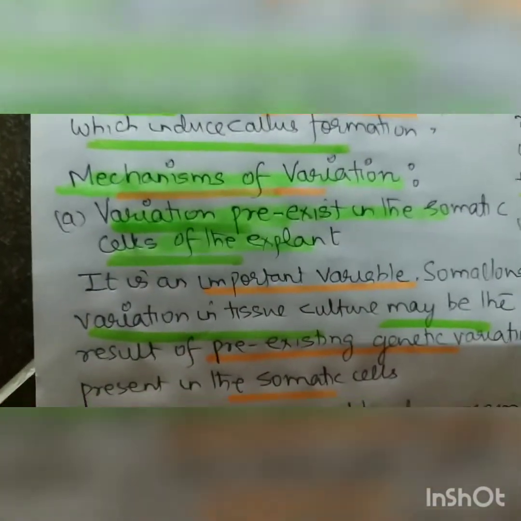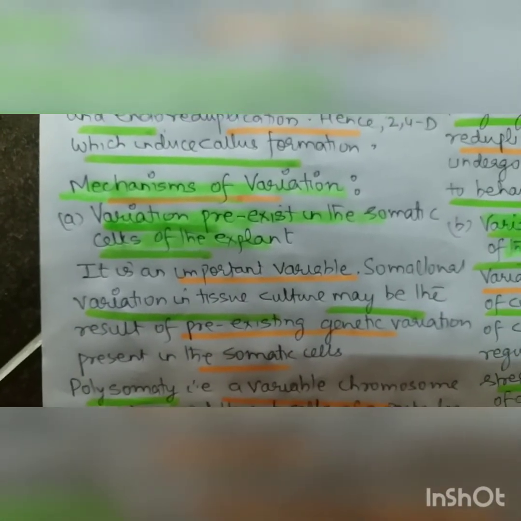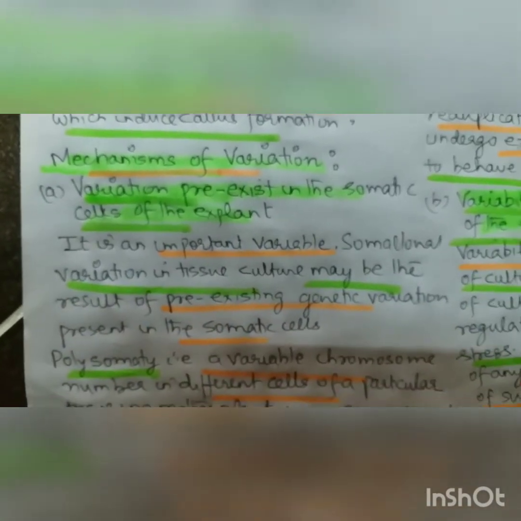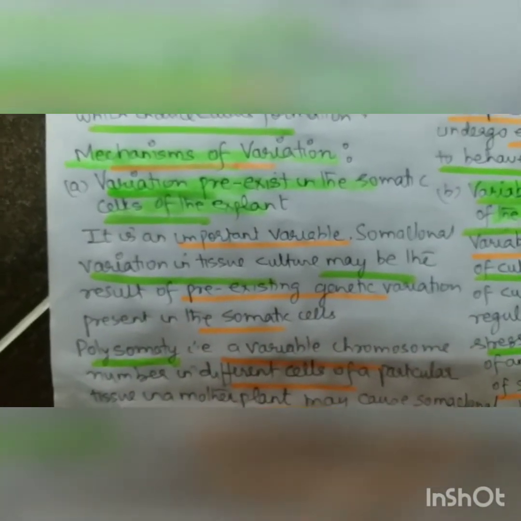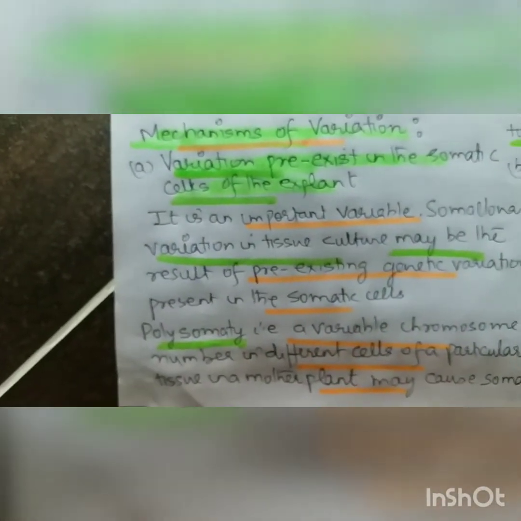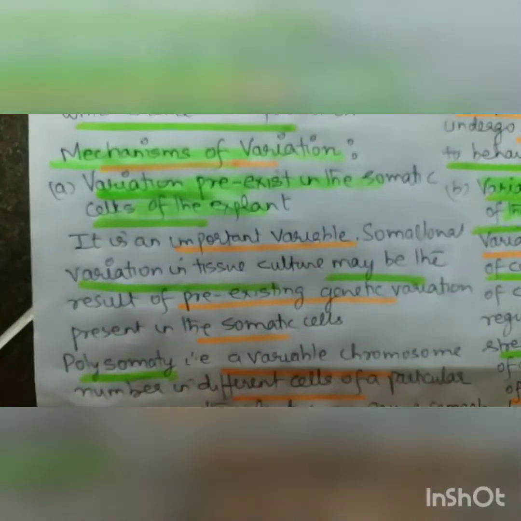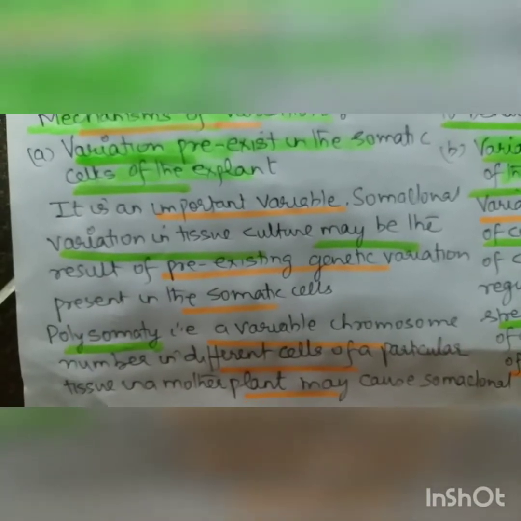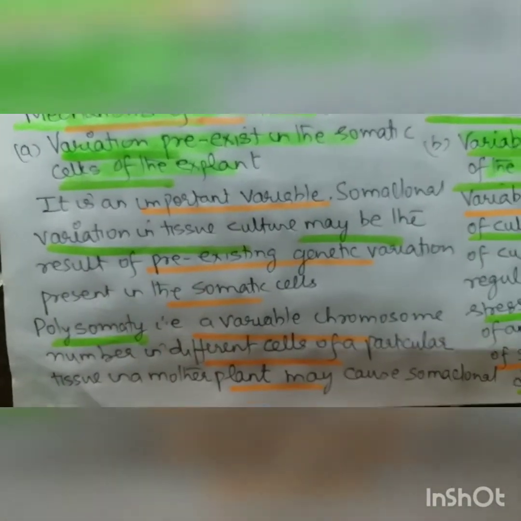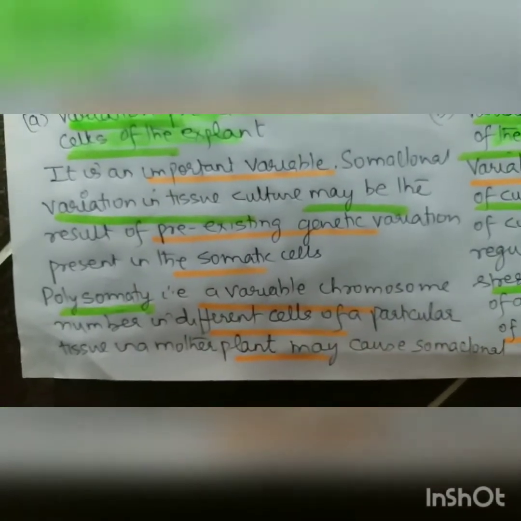So now we are coming to the mechanism of variations. The first is that the variation pre-exists in somatic cells. The somatic cells which we are inoculating, I already told you the differentiated ones, have variations already because they have polyploid cells, whereas the undifferentiated ones like apical meristem don't have. So now we will do it in detail. It is an important variable. Somaclonal variation in tissue culture may be the result of pre-existing genetic variations which are present in the somatic cells which are cultured.